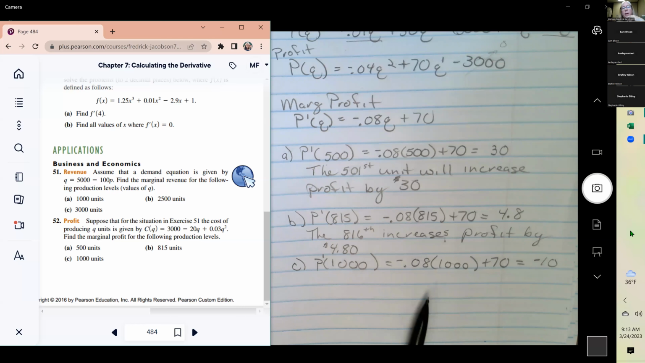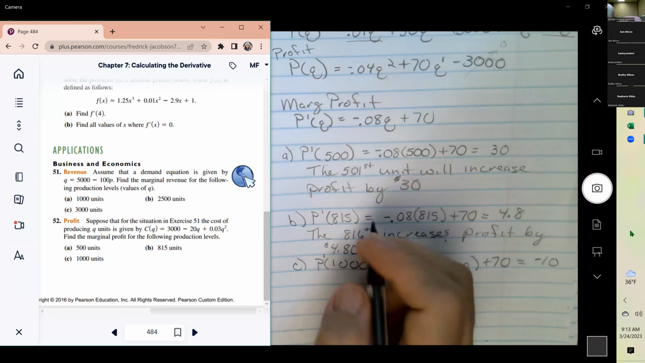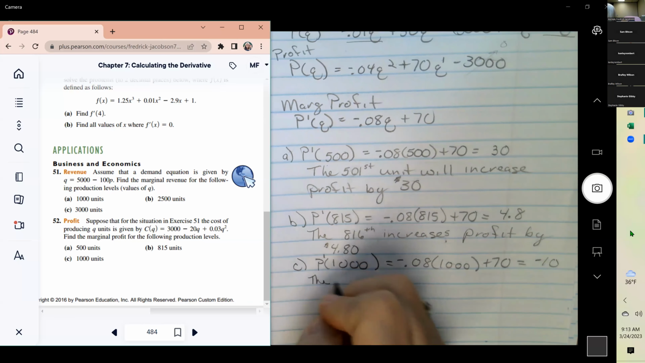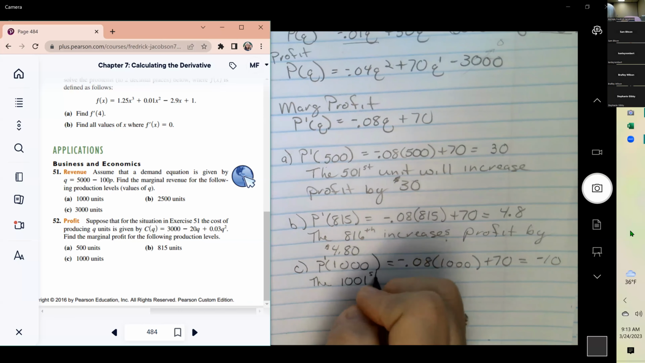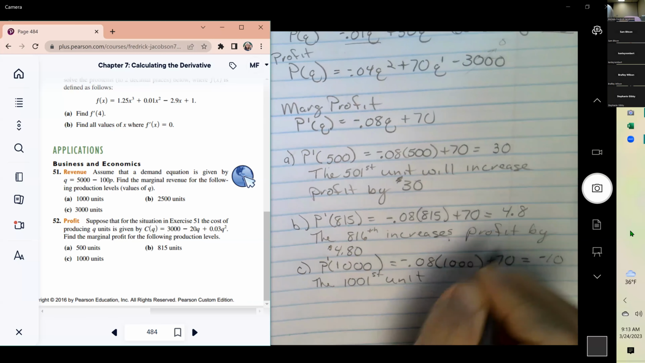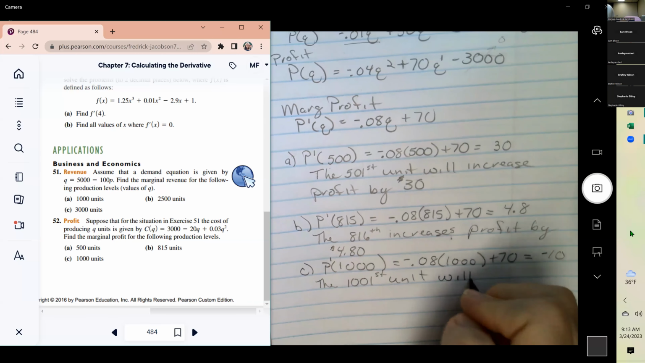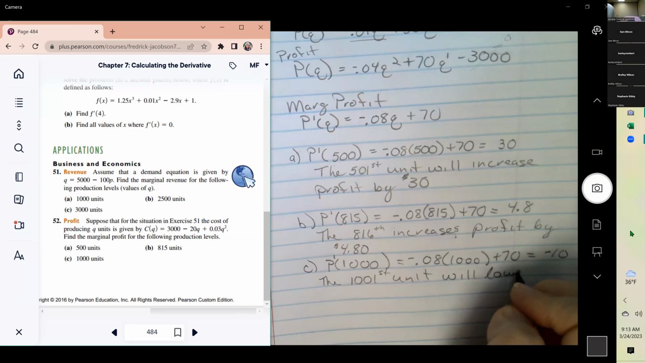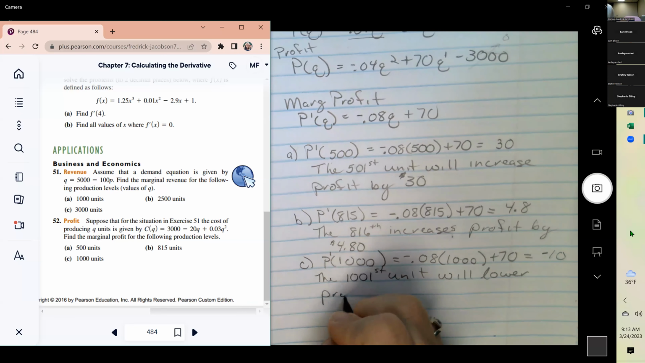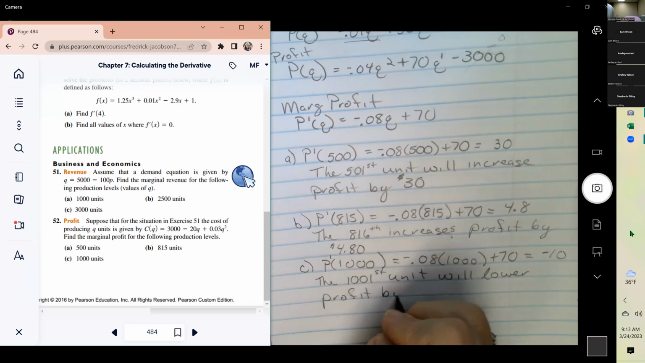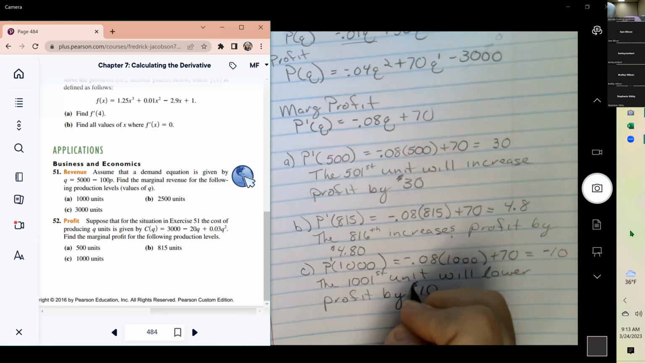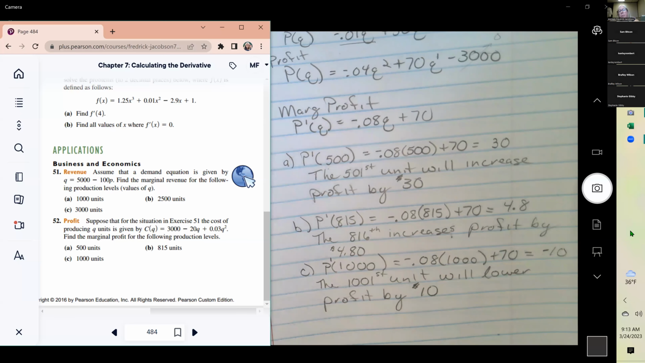So this is telling you how it's changing. The 1,001st unit decreases or lowers the profit. Any questions on that?